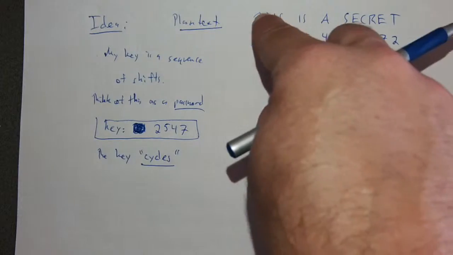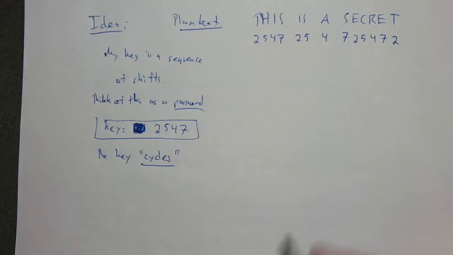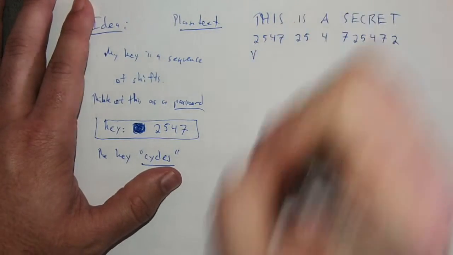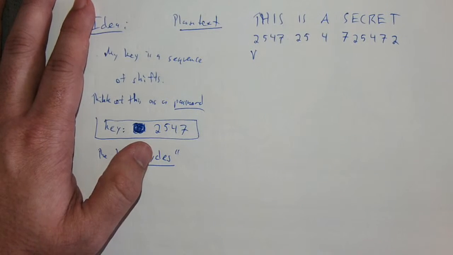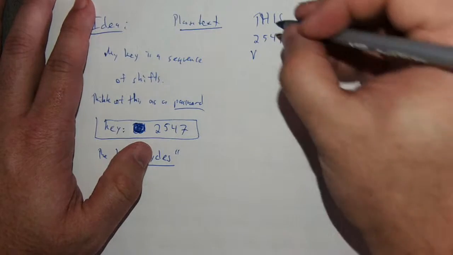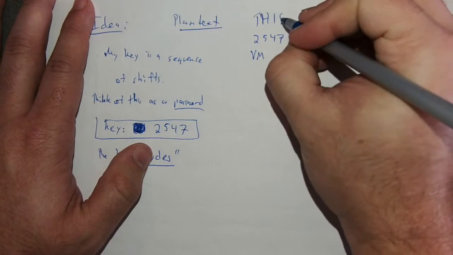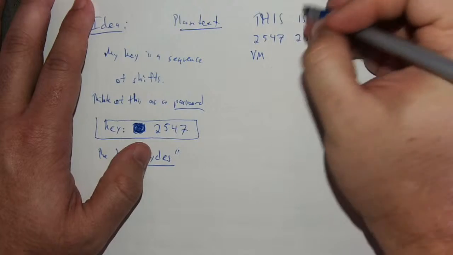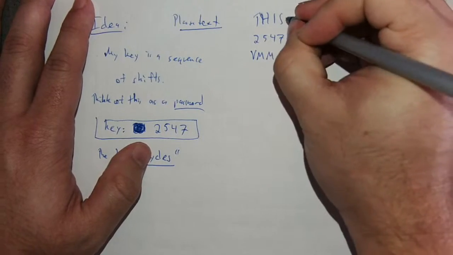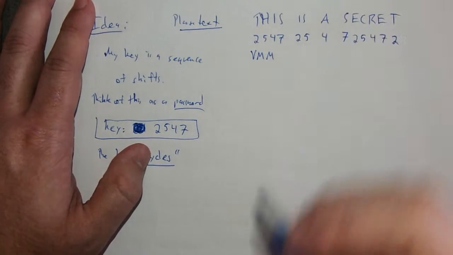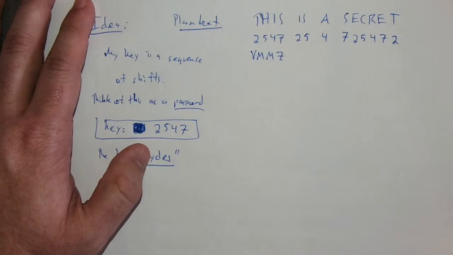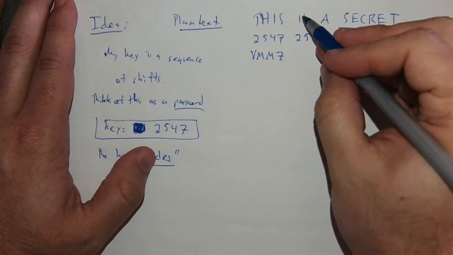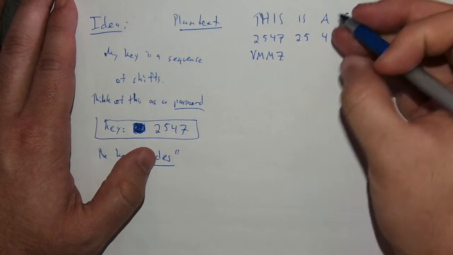Okay, so I shift T by 2 units to the right, so I get V. And I shift H by 5 letters to the right, and I get M. And I shift I by 4 letters to the right, and I also get M. And I shift S by 7 letters to the right, so I get Z. In this, I shift I by 2 letters to the right instead, so I get K.